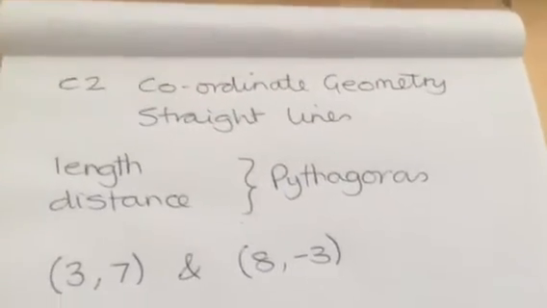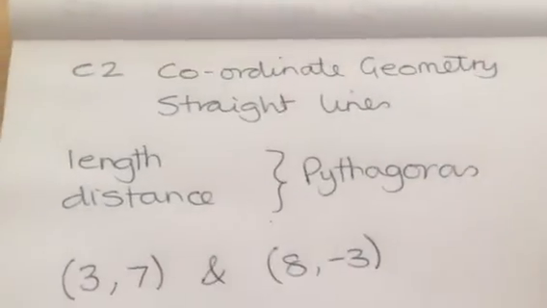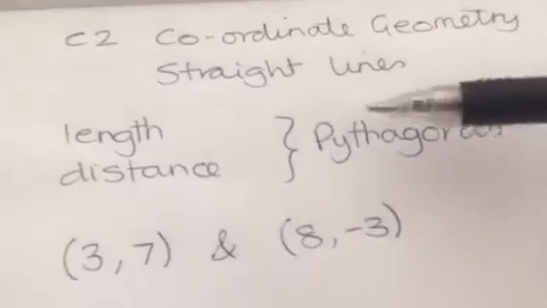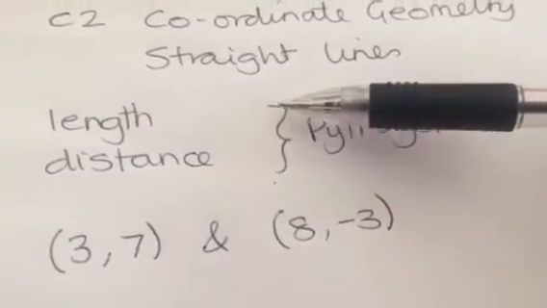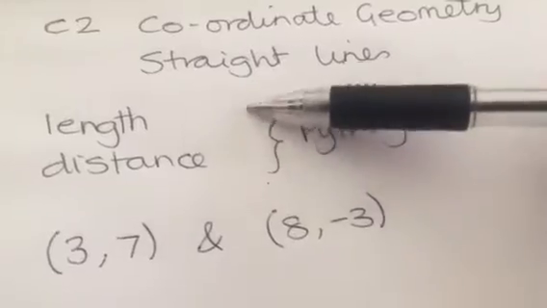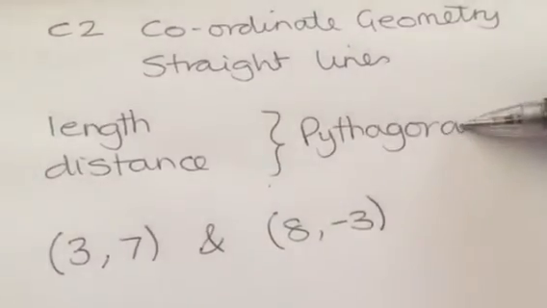So for coordinate geometry in C2, there's only two little things that you need to know. The first is how to find the length of a line or the distance between 2 points. So both the words length and distance, you instantly think Pythagoras.